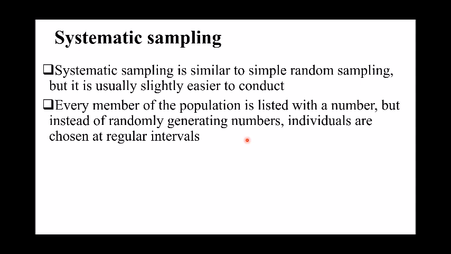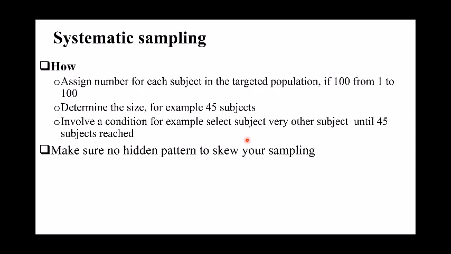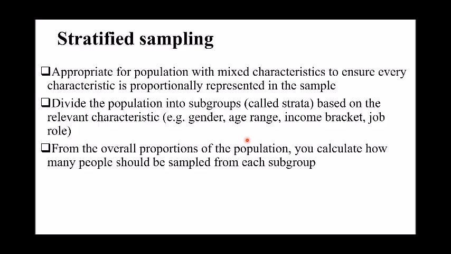Systematic randomization is the same, but you use a pattern. So you will say, I will put numbers from 1 to 100, and I will select every third one until I get 45. So again, that is systematic randomization. The problem with that is you can skew your result. You will not get a normal distribution curve.